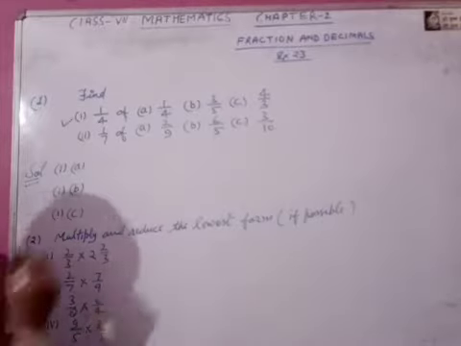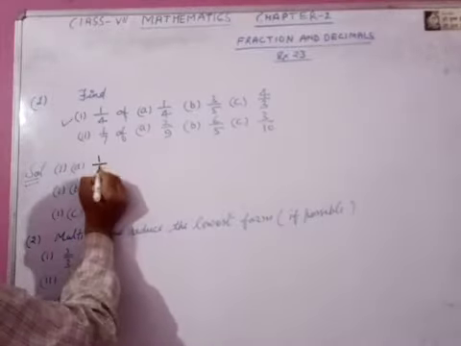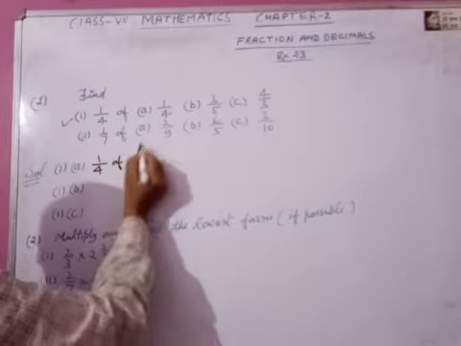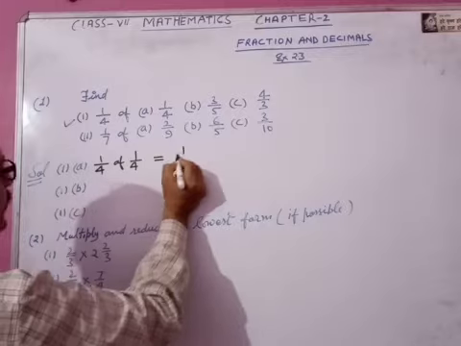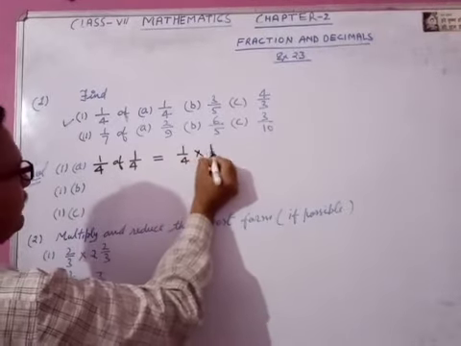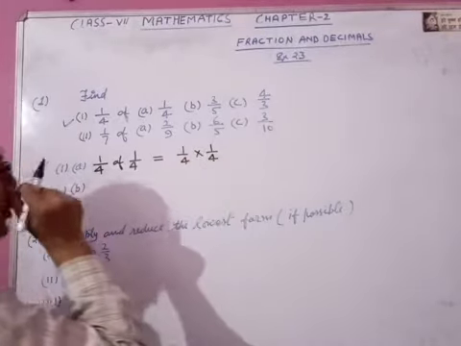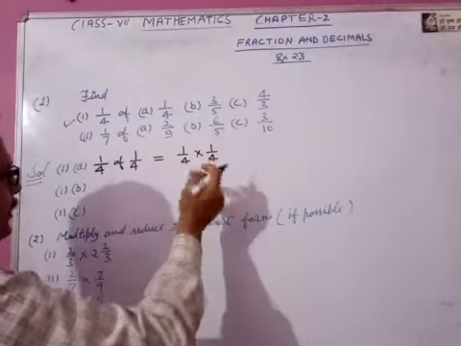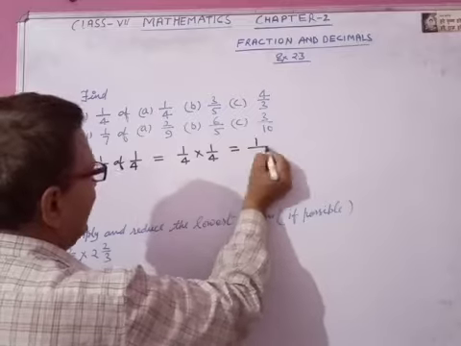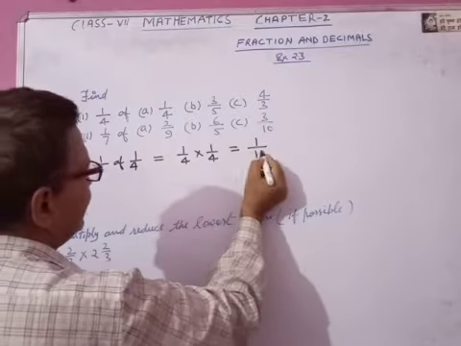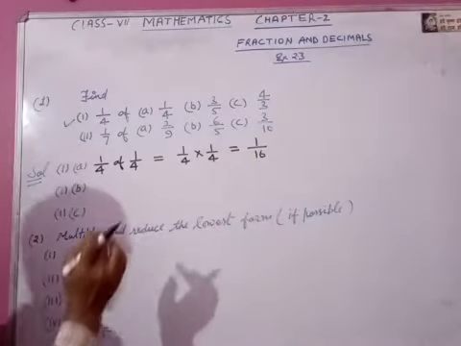First part: 1 upon 4 of 1 upon 4. Of means multiplication, so 1 upon 4 multiplied by 1 upon 4. There is no common factor in the numerator and denominator. Then 1 multiplied by 1 is 1, and 4 multiplied by 4 is 16. The solution is 1 upon 16.